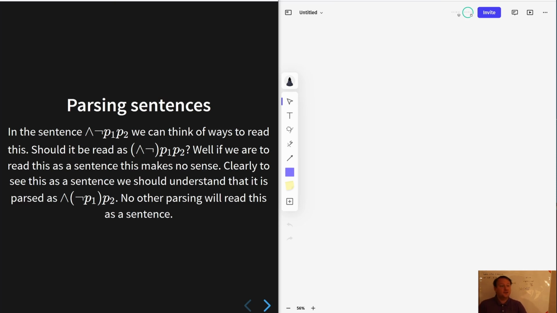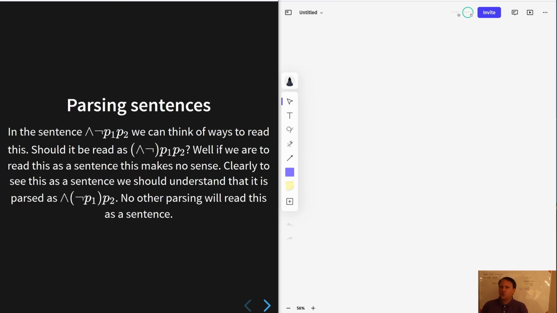Okay, still playing dumb. Could we read this as a negation, as the negation of some sentence? Well, no, clearly not. In order for that to be true, it would have to lead with a negation. This does not lead with a negation, so we can't read it that way. So we can tell that we're going to have to read this as a conjunction, and therefore it must be the conjunction symbol followed by some two sentences.